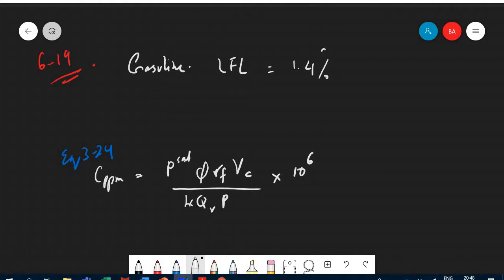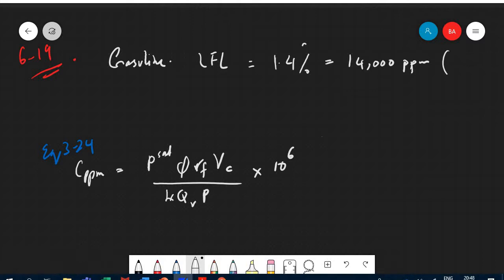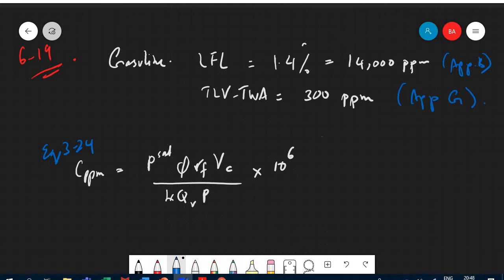So that is CPPM. Since we are talking about CPPM, here 1.4%, which is a volume percent, if you multiply this by 10 to the power 6 to reflect it in ppm, that will be 14,000 ppm. And where do we get that from? We get this from Appendix B. What about the other threshold limit value that we want? It is equal to 300 ppm, and you can get this from Appendix G. Now we can already see that the threshold limit value is much lower.